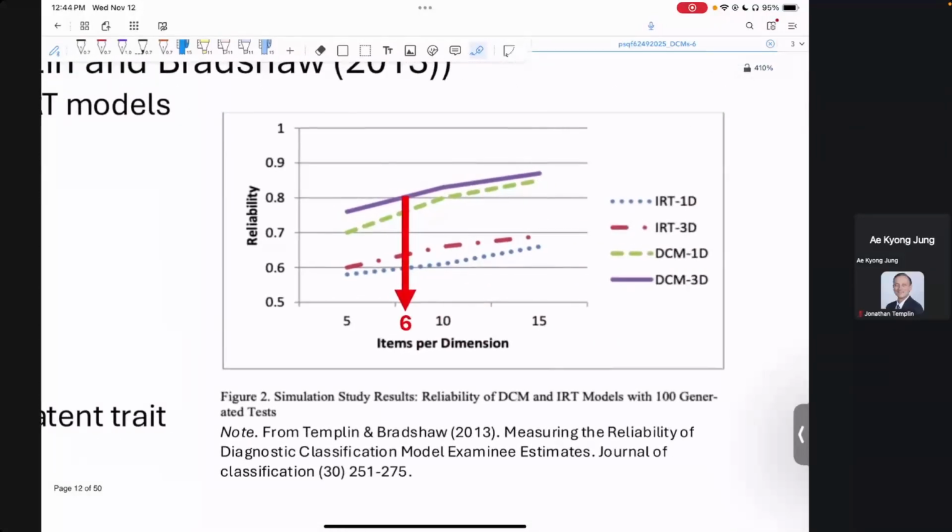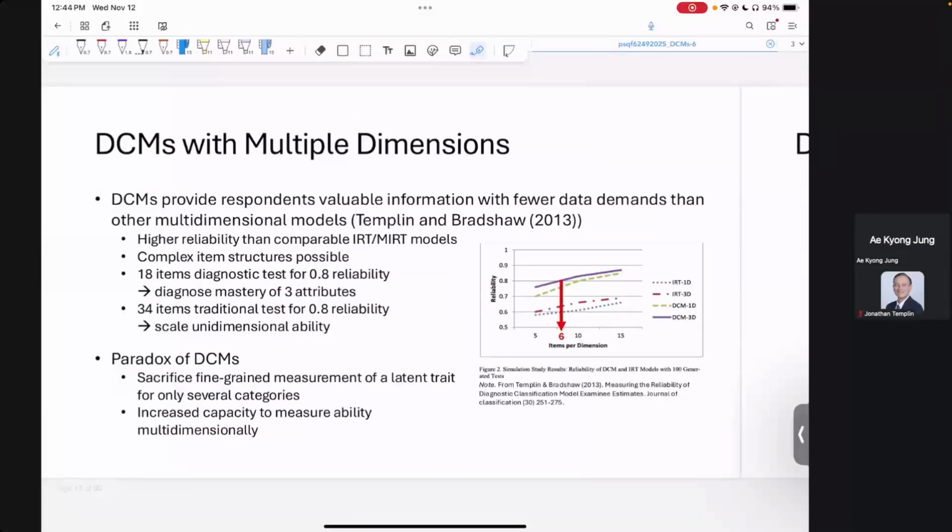But if you see this purple line, which is DCM with 3 dimensions, to reach a reliability of 0.8 we only need 6 items per dimension. So we have 3 dimensions, 6 times 3, we need 18 items. So compared to 34 and 18, we need much fewer items to get a high reliability from the multidimensional DCM.